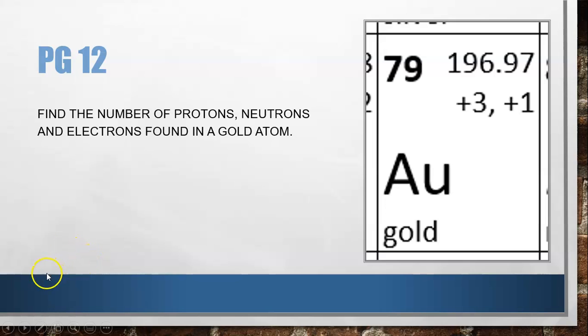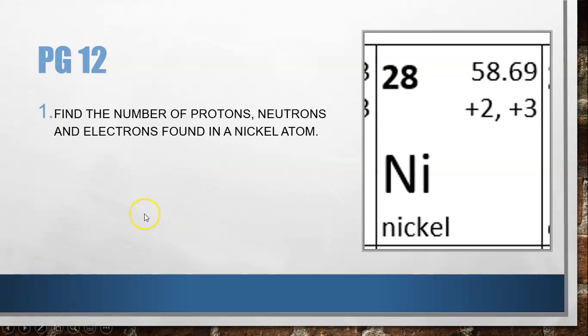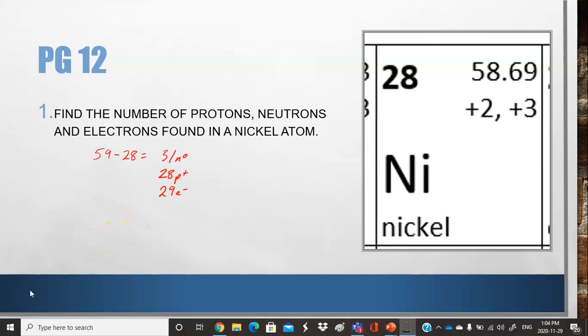Try it now with gold. Give this one a try. Taking the rounded atomic mass with gold here of 197 minus 79, the atomic number, gets you 118. So 118 neutrons, 79 protons and electrons. Give this third one a try here. Pause the video again. Okay, and you should have found 31 neutrons, 28 protons, 28 electrons.